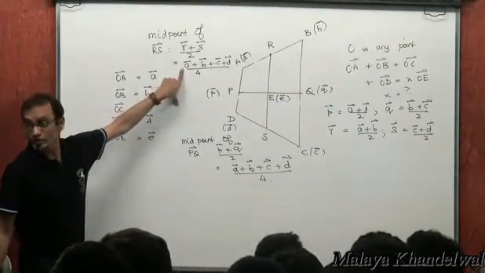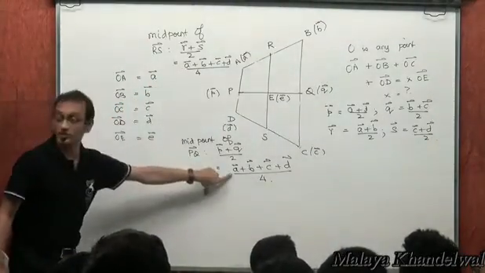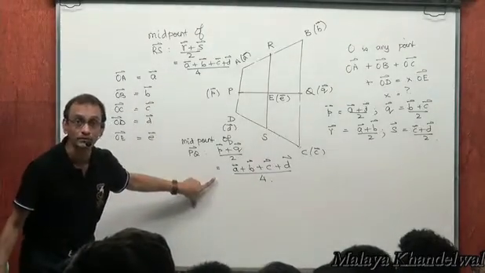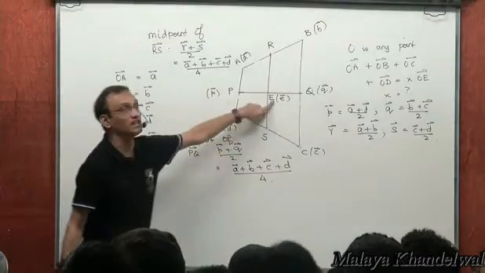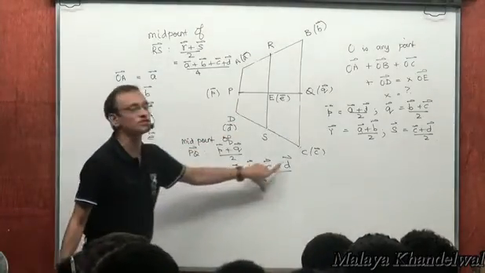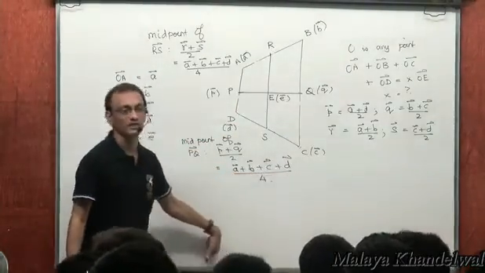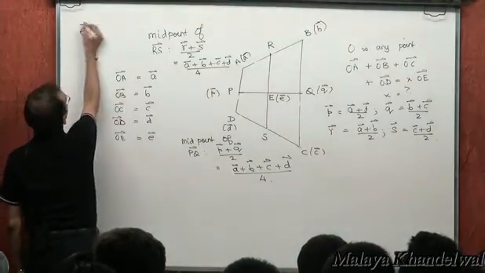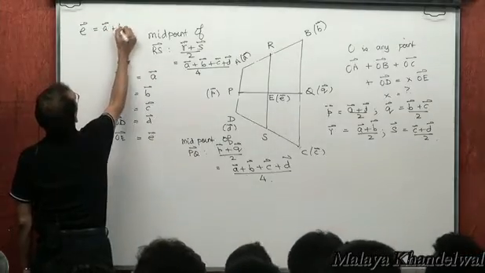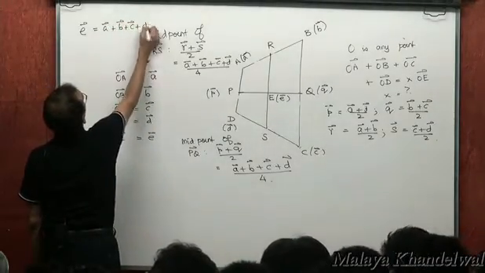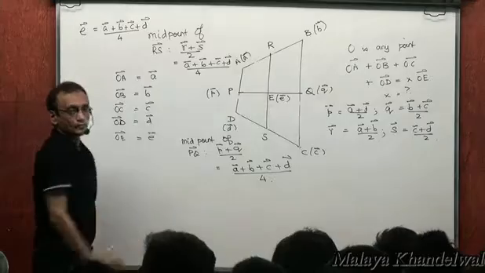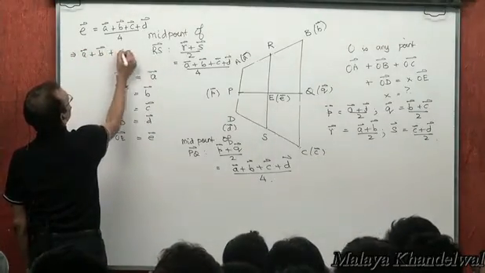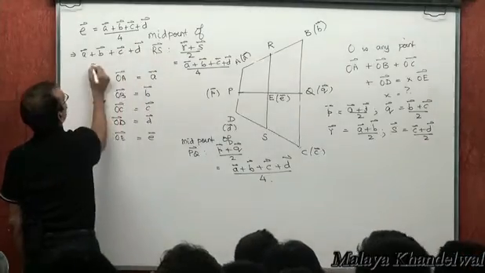On RS there is a point with this as the position vector. On PQ there is a point with this as the position vector, which is the same point. That means PQ and RS must intersect at this point. That means this point must be E. The position vector of E must therefore be A plus B plus C plus D by 4, must be E, right? So can I then not say that E is A plus B plus C plus D by 4? Or we have A plus B plus C plus D is 4 times OE.